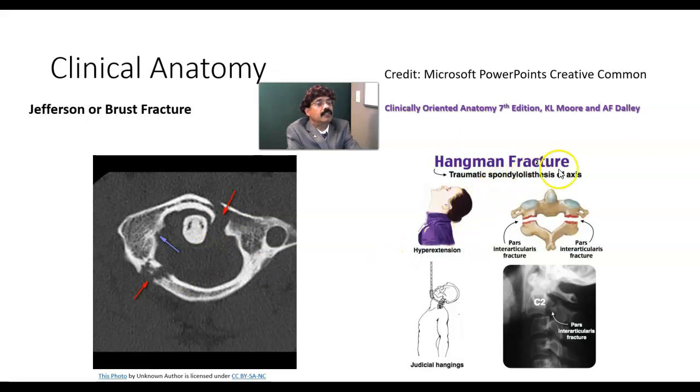Here, the Hangman fracture: there is hyperextension and a fracture here, a pars interarticularis fracture. In hanging, the platform under the feet is separated, and there is very quick hyperextension that damages the axis. So that may lead to quadriplegia and may cause the shutdown of the vital center in the lower part of the medulla oblongata.